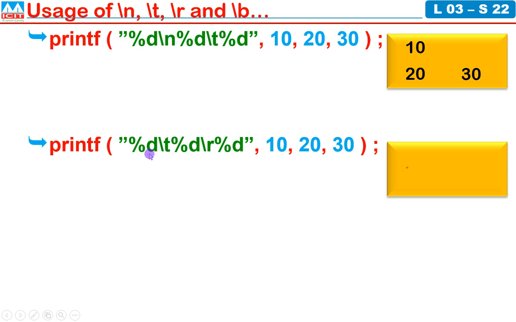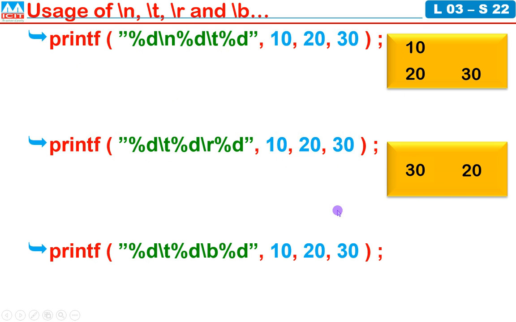%d 10 will be displayed. \t gives tab space, %d 20 will be displayed. This \r will move the cursor to the beginning of the line and then %d, you are displaying 30. Here %d will display 10 and then \t tab space and then %d will display 20. What does this \b do? It will move the cursor 1 character backwards and then %d 30. These are the functionality of \n, \t, \r and \b.